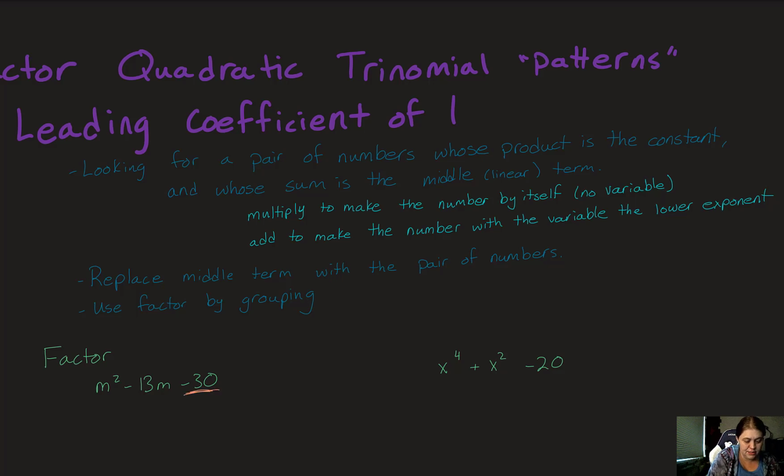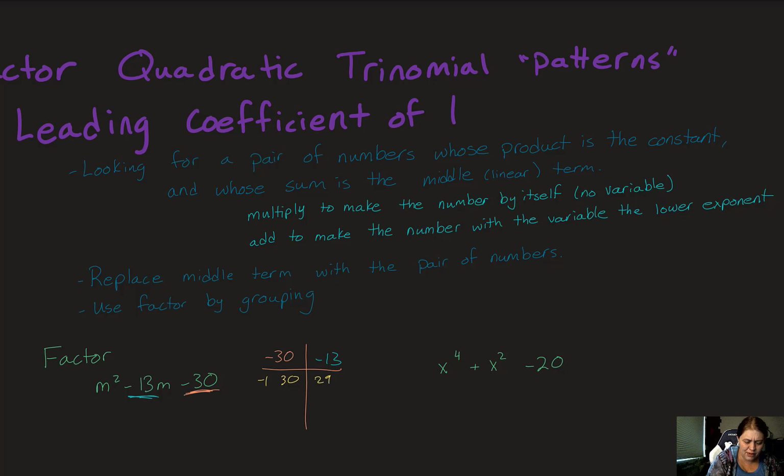So here's my constant, negative 30. I'm looking for numbers that multiply to make negative 30, and that are going to add up to negative 13. So I'm going to start listing off numbers. Negative 1, positive 30, that gives me positive 29. That's not going to work.